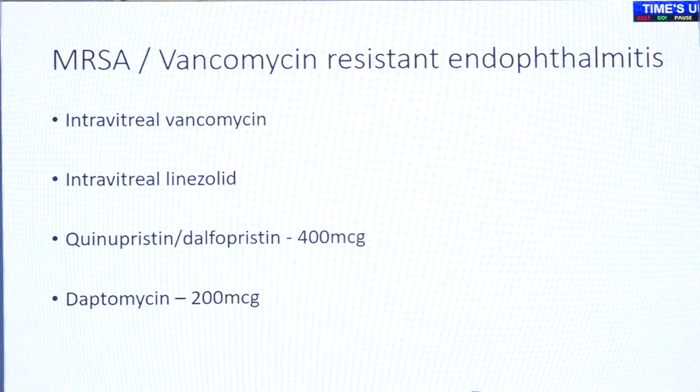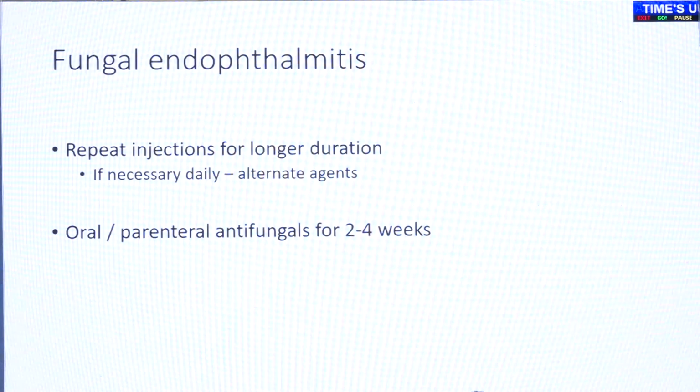So if it's an MRSA endophthalmitis, then we can give intravitreal vancomycin, and if it's a vancomycin-resistant endophthalmitis, these are the other agents you can use. Intravitreal linezolid, quinupristin, dalfopristin, and daptomycin can be used.